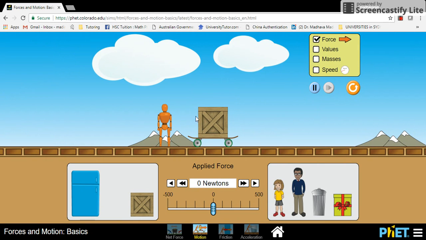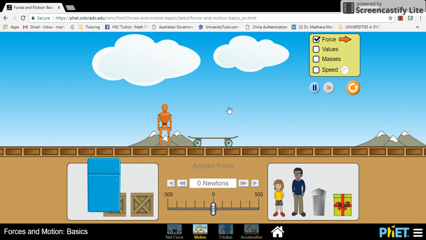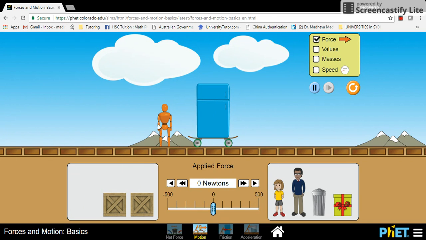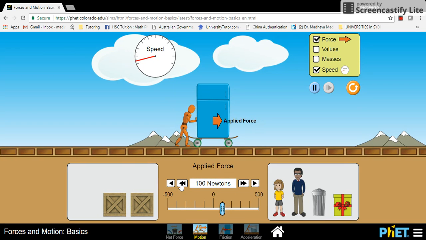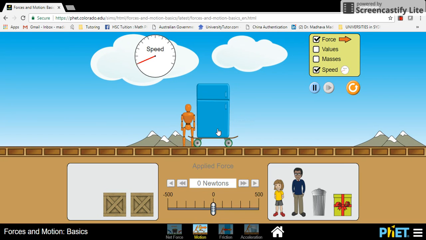Okay, so we can restart. Now we'll start with a lot of weight so that the person will be keeping on applying some force, and the velocity value will not be too high. For that purpose, we need to apply very little force. Let's start with only 50 newtons, maybe even less, maybe even 10 newtons of force.